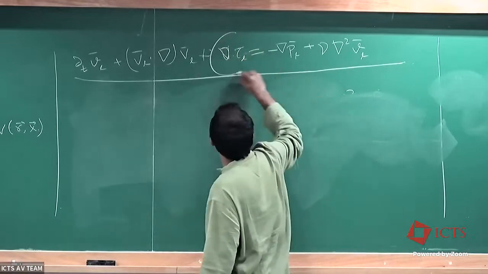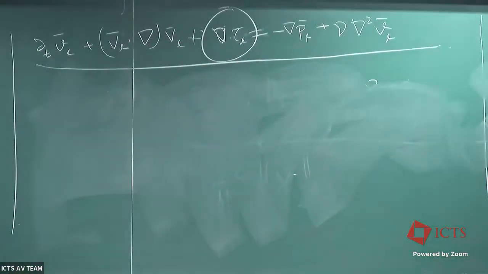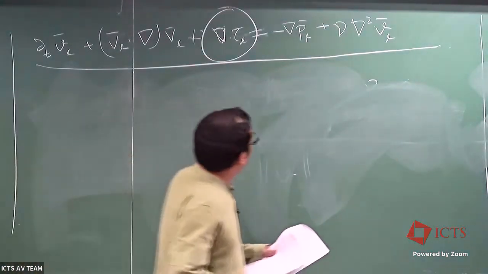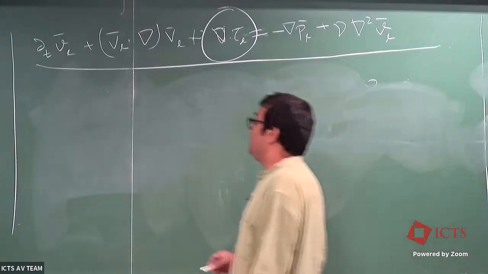I'll worry about this term a little. So what is this term? One way to think about this term is, again, you can play the same game that we did with Navier-Stokes, which was to multiply by V and see what the flux is. But let's try to do it from a slightly different point of view.